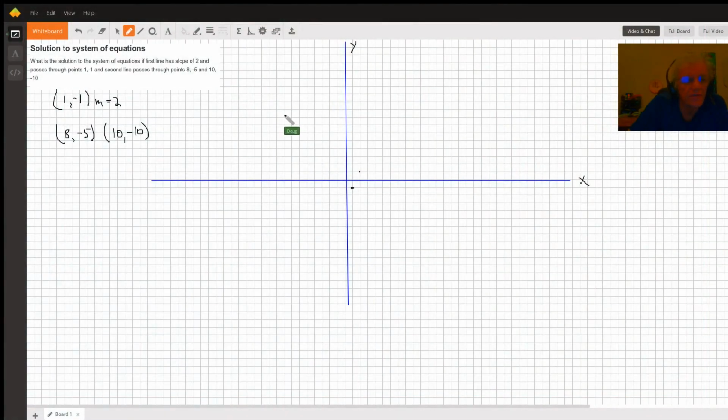Okay, the idea here is that we're given the conditions for two linear equations. One of the lines has a slope of 2, and it passes through the point (1, -1). If I was drawing a quick sketch on scratch paper, there it is, passing through (1, -1) with a slope of 2. And then another line that goes through (8, -5).